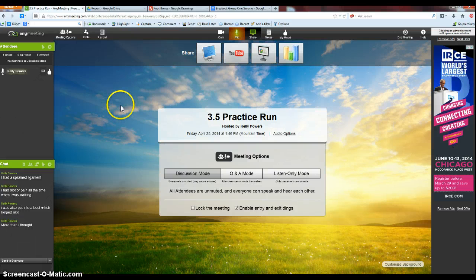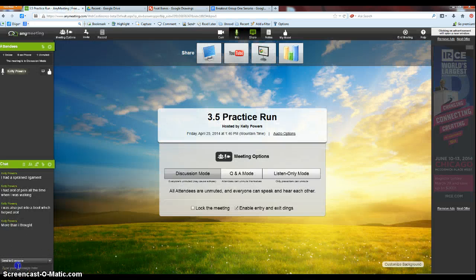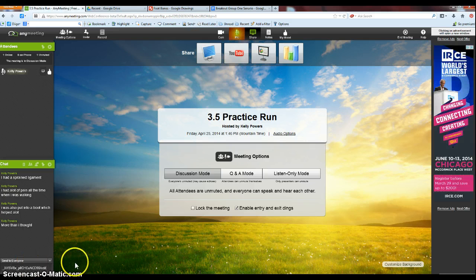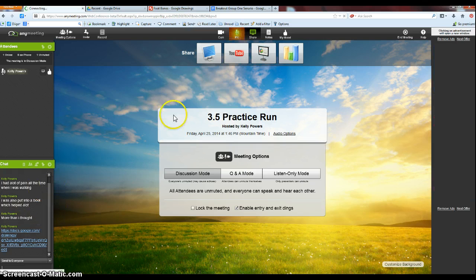So what we are going to do first is I am going to screen share the foot bone PowerPoint Google Doc. I'm currently sending you the link in the chat box. So you're going to click on that link, following it to the Google Docs, and there will be a picture of a foot bone. I want us to take a few minutes. Let's label the different bones in the foot. Let's see how you guys do.